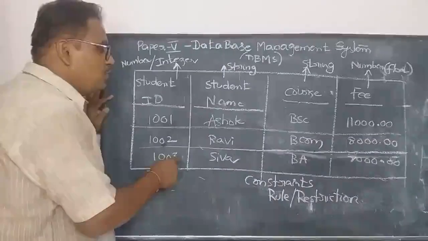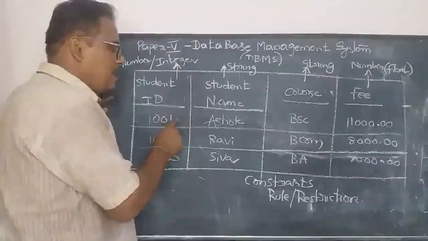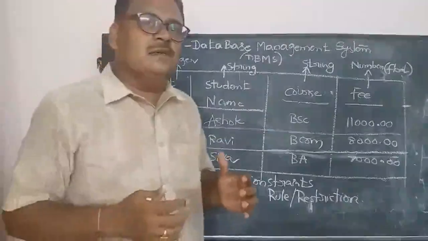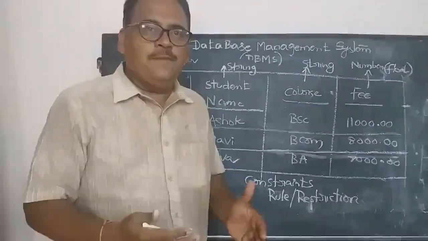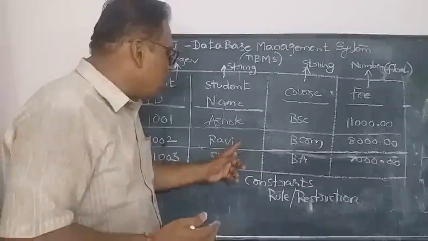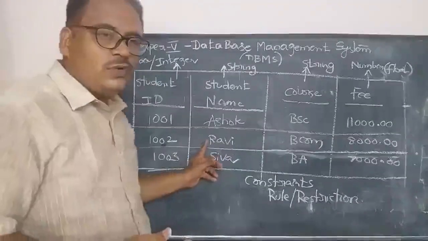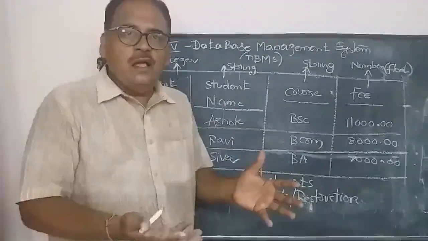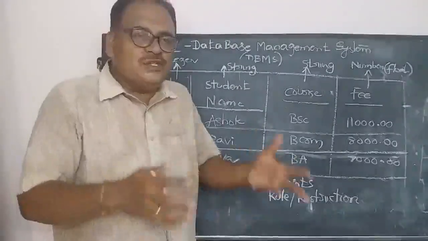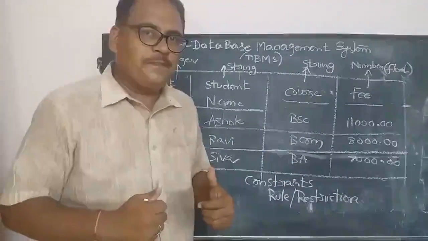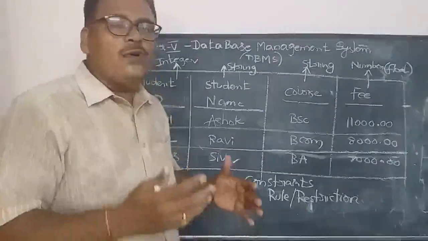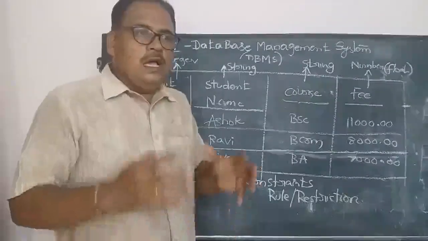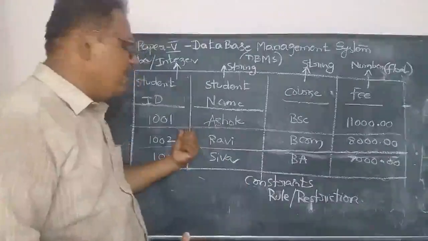Student ID should be unique for each and every student. What is meant by uniqueness? No student has a duplicate student ID. Take Ashok and Ravi. These two students have unique IDs. No duplicate student ID is issued to two or more students. Okay, that is what we call uniqueness. So we have to follow a rule, uniqueness, for the student ID field.